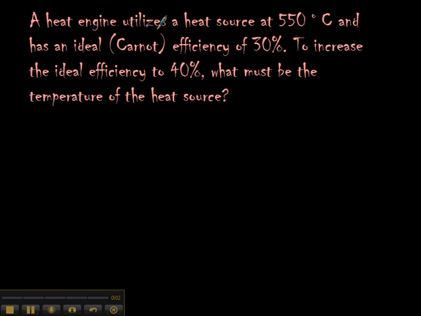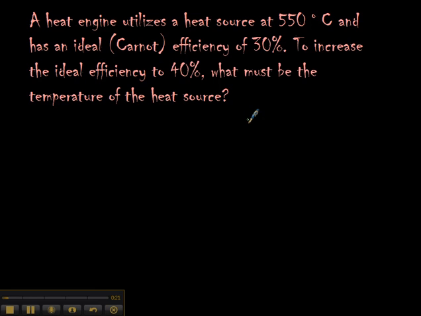A heat engine utilizes a heat source at 550 degrees Celsius and has an ideal Carnot efficiency of 30%. To increase the ideal efficiency to 40%, what must the temperature of the heat source be? All right, so this one's actually quite a bit simpler than some of the other thermo stuff.